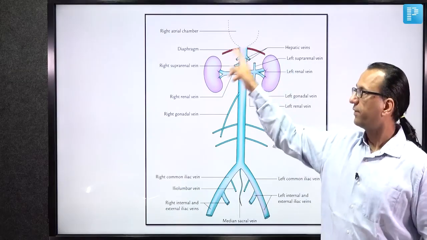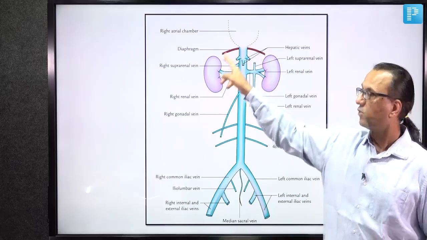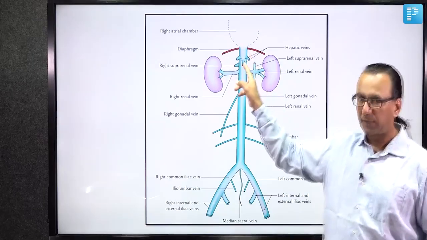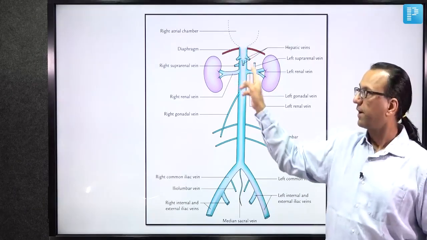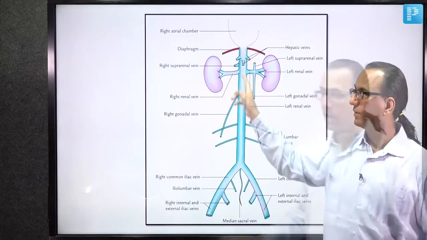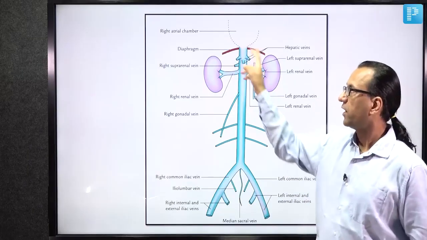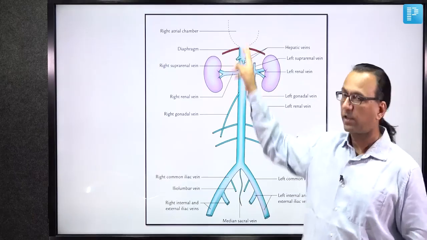The liver, which is under the diaphragm, should drain into the inferior vena cava. That is the rule. So the liver will be sending the metabolites via the three major hepatic veins into the inferior vena cava, and then the inferior vena cava will be puncturing the central tendon of the diaphragm at the T8 vertebra to enter the right atrium.